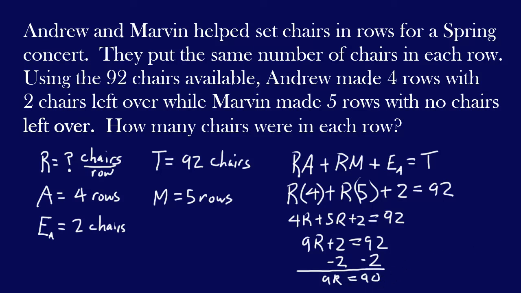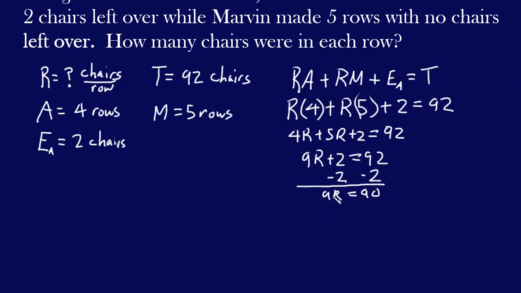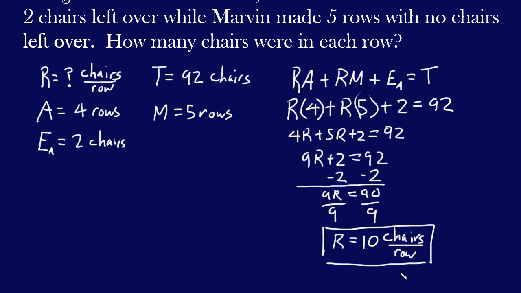And then let me scroll down a little bit so I have a little more space. So the goal of the math sentence is to get the variable by itself, and we have that 9 coefficient, so we want to divide that off. And so we have to do that to the other side, and then r is equal to 10. But 10 what? We just go back to where we started here. It's 10 chairs per row. So it's 10 chairs per row. I hope that helps.